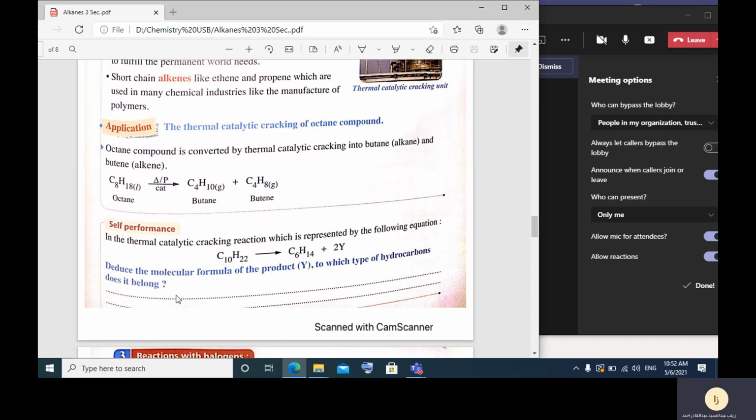In the thermal catalytic cracking reaction, which is represented by the following equation C10H22, we get 2 types, alkane and alkenes. Look at the first, C6H14. If we try to get the general formula CnH2n plus 2, so we will do what? C6H2n, so 2 times 6 is 12 plus 2 is 14, so this is the alkane. So 2Y, this will be the alkene.